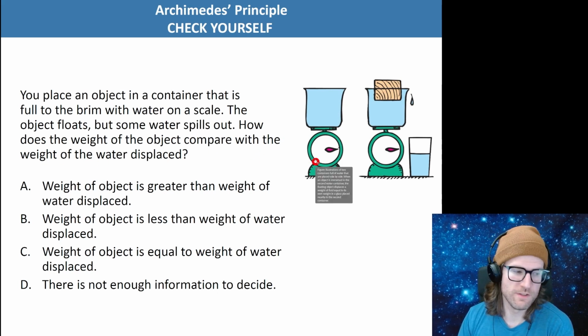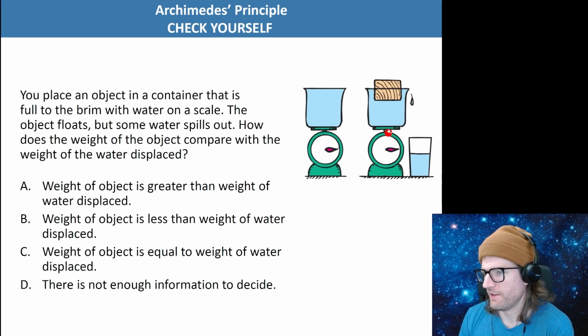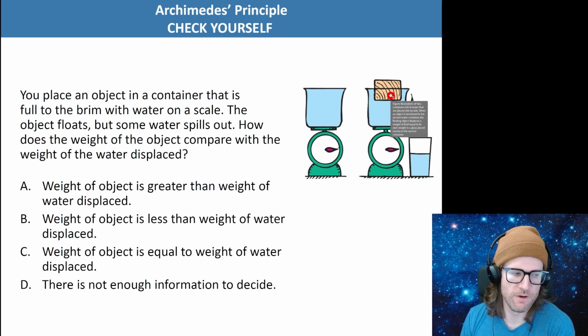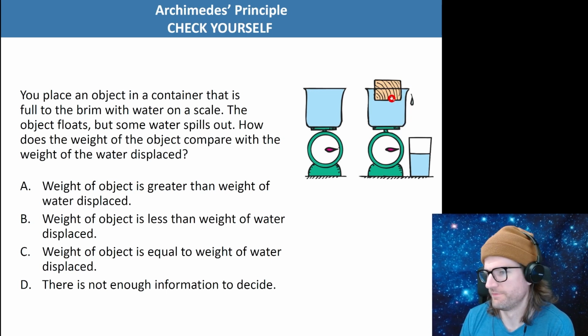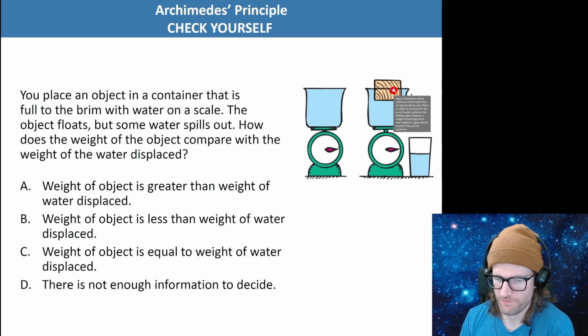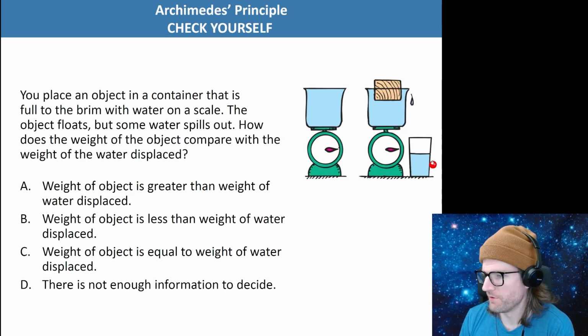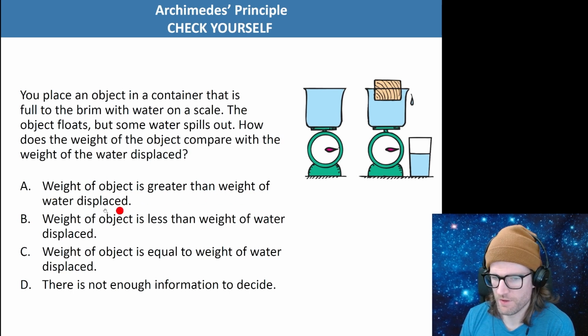Well, according to this picture over here, this wood block pushed out the amount of water equal to its weight so that it can perfectly float. So if we were to measure the mass that it had displaced, the weight of this would be equal to the weight of the block. So I think that means the weight of the object is greater than the weight of the water displaced.